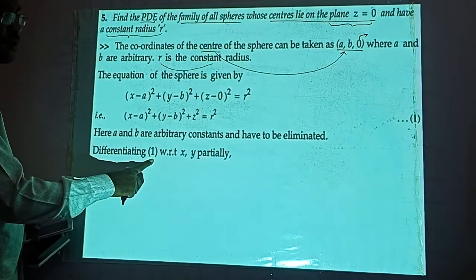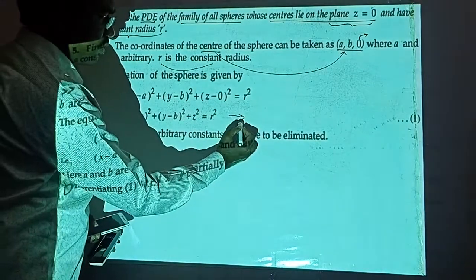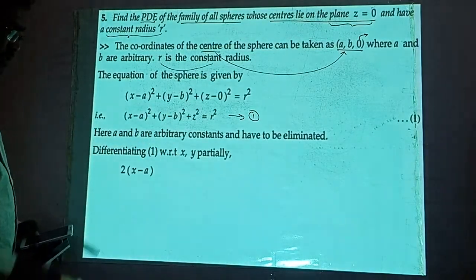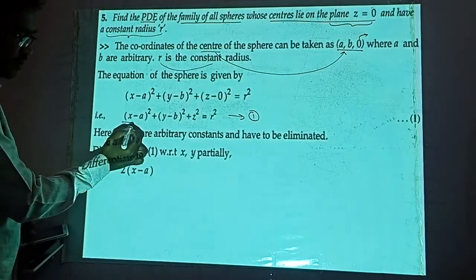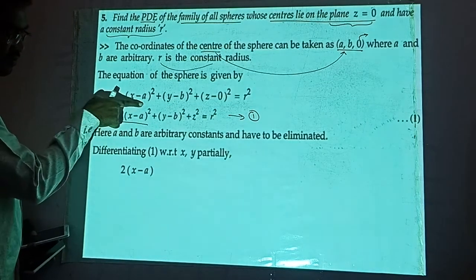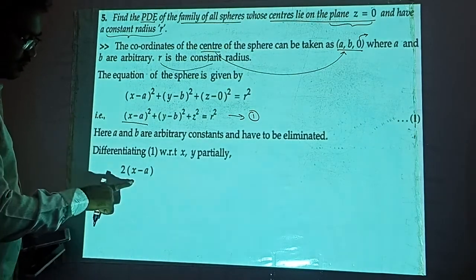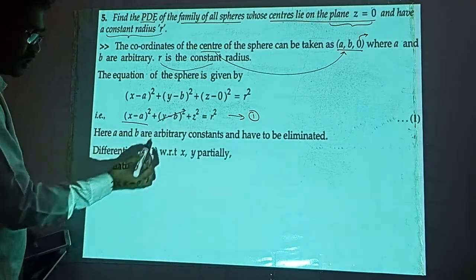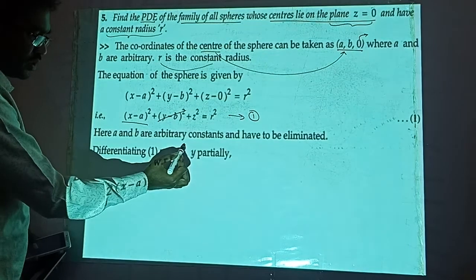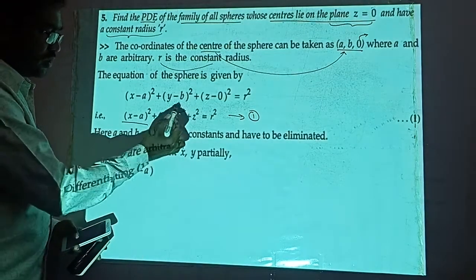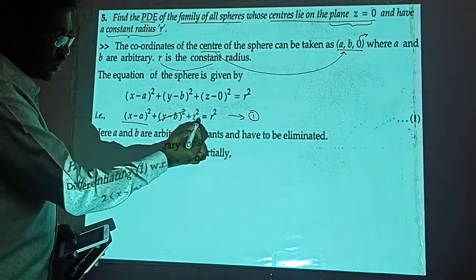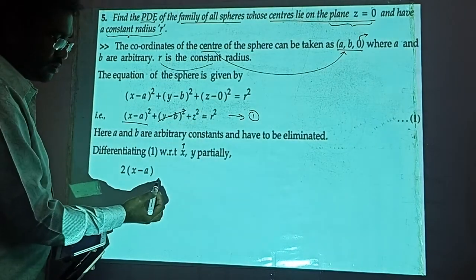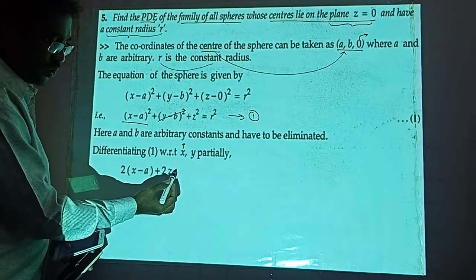Differentiating equation 1 partially with respect to x and y. Let us differentiate partially with respect to x. What is the differentiation of this? 2 into (x minus a), plus the differentiation of the y term, which will go to 0 because we are differentiating partially with respect to x first. And what is the differentiation of z square? It is 2z into dou z by dou x.